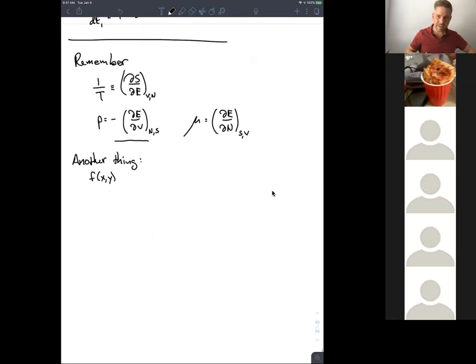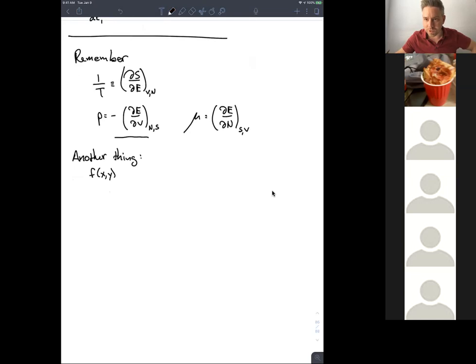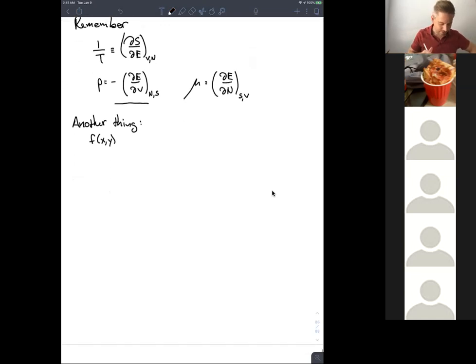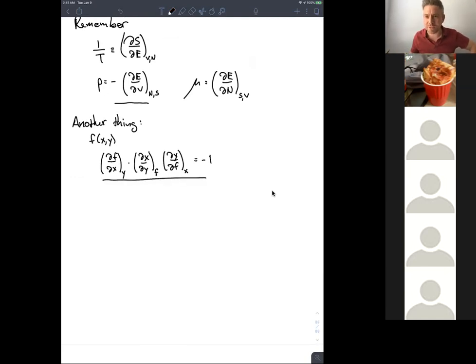then I can form what's called the triple product rule. So the triple product rule is this: if I take a whole bunch of derivatives of this thing, df/dx at constant y, multiplied by dx/dy at constant f, and multiply that by dy/df at constant x, this is equal to -1. Neato. Okay, so this is hopefully something you've seen before.